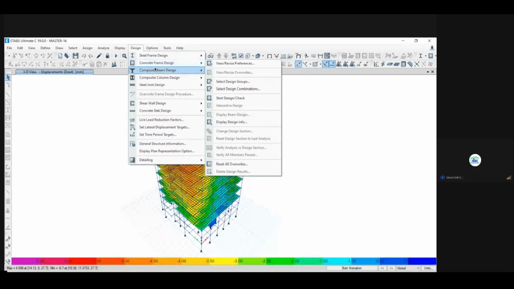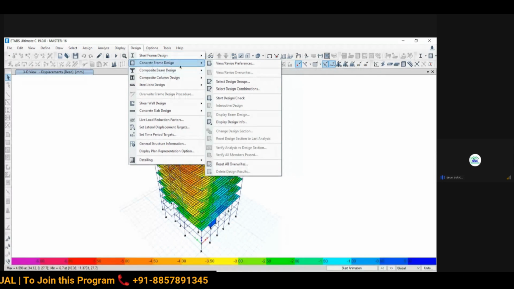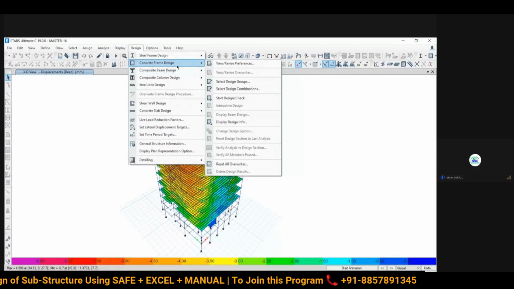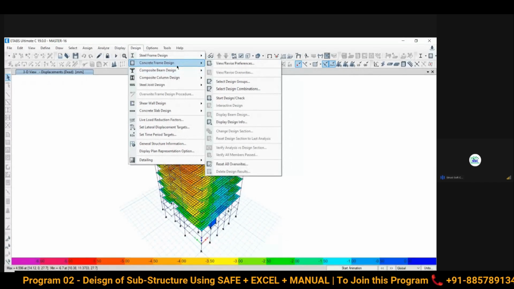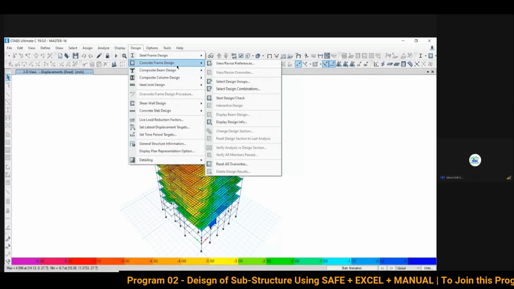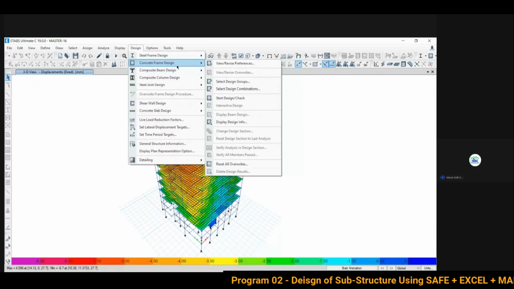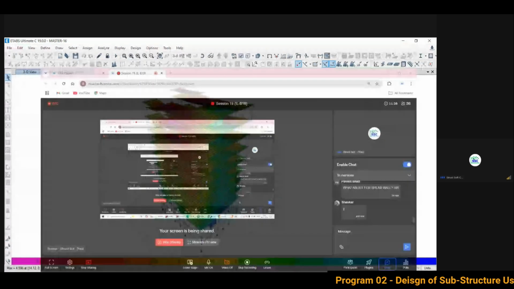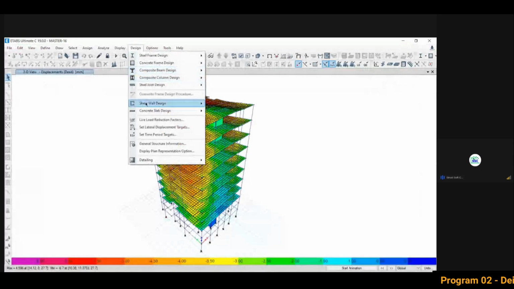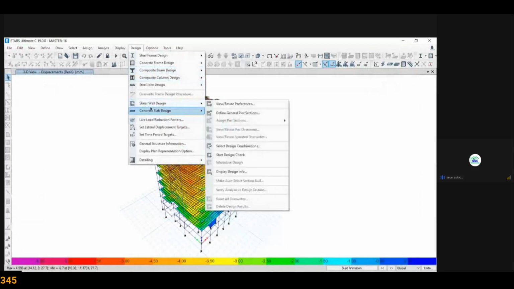Don't be confused when you proceed with concrete frame design. Your entire model is not going to be designed. Frame means your beam and column only, not the slab, not the shear wall, not any other element, only the frame elements, beam and column. Clear? Okay, now go to design. For the shear wall, there is another section, we'll talk about that later.